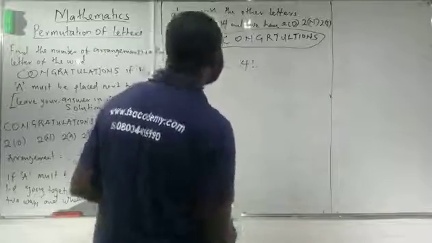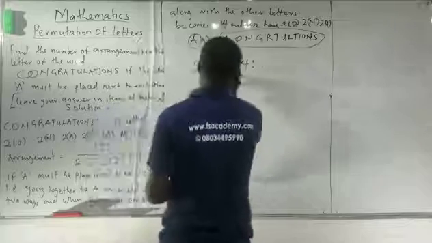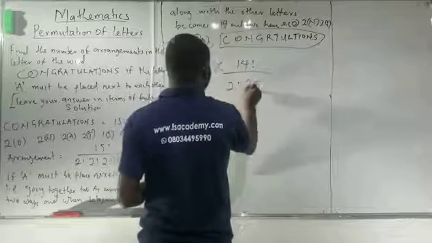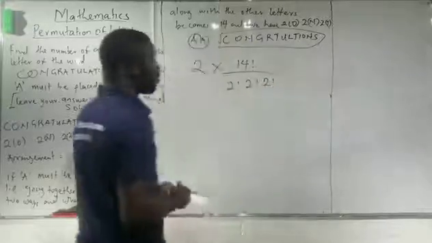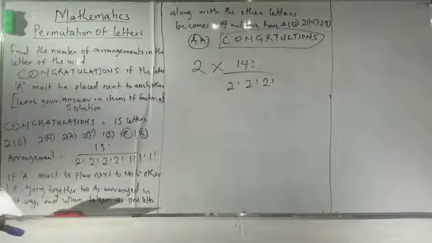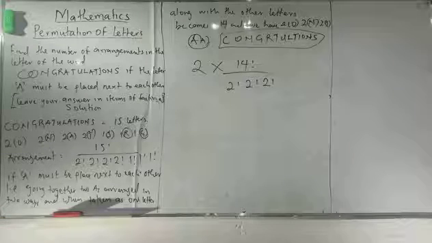Now, hope I'm not making a mistake. Yes, that will be 14 factorial divided by what? 2 factorial, 2 factorial, and 2 factorial. I know that 1 factorial has no implication. That should be the answer. That is all. I wish I can do this. Hope they have time to push more questions.